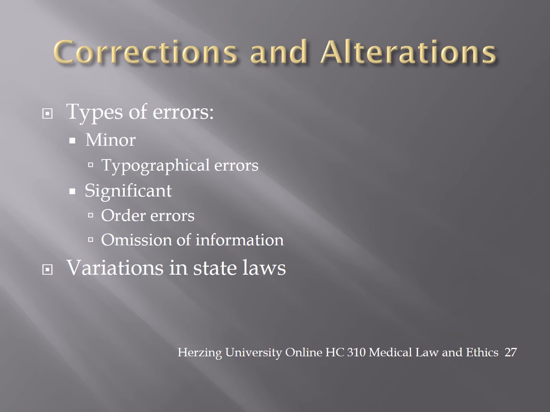Corrections and alterations. Types of errors. Minor types of errors are typographical errors. Significant errors are order entry errors or omission of information. And again, there are always variations in state law. I think that's one of the things that we've learned from the beginning of this unit, is that state laws are variable.